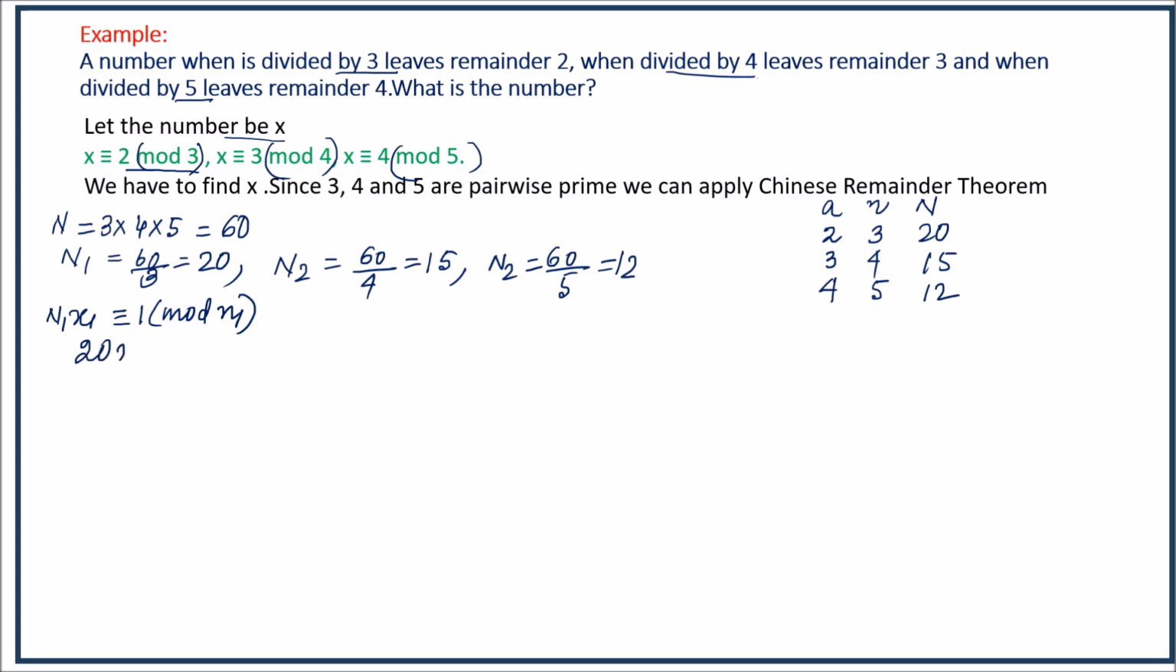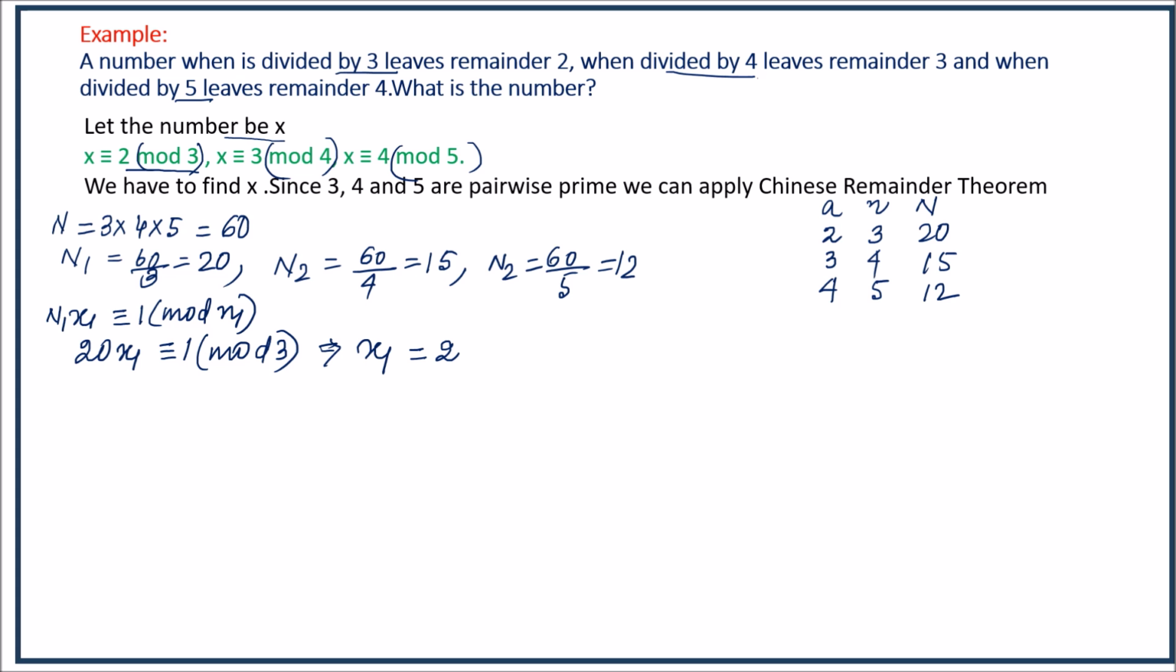I'll write 20x1 is congruent to 1 modulo 3. Now if we go on calculating, 20 into 1 is 20, when divided by 3 does not leave remainder 1. Then I'll go for 2. 20 multiplied by 2 is 40. When 40 is divided by 3, it leaves remainder 1. So x1 equals 2.